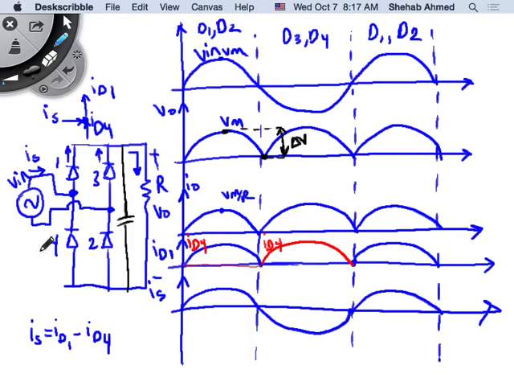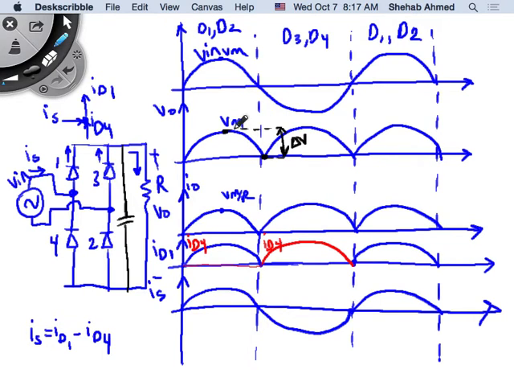So that's the objective. I want to find the new delta V. The new delta V in the quiz I gave you is 5% of the peak input voltage. So if the peak input voltage was 10, then 5% of that is half a volt.